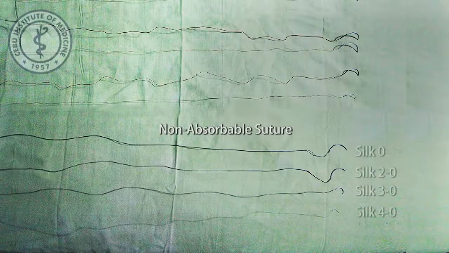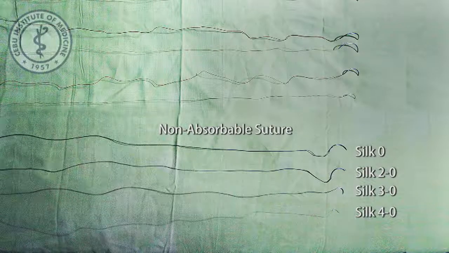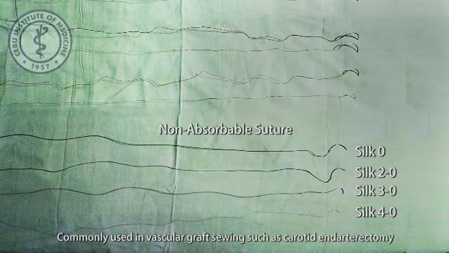Non-absorbable suture is suture that needs to be removed; however, when used in the body, they will be retained inside the tissue, examples of which are silk and nylon. Silk 4-0, commonly used in vascular graft sewing such as carotid endarterectomy.